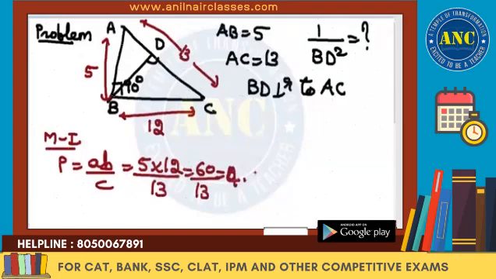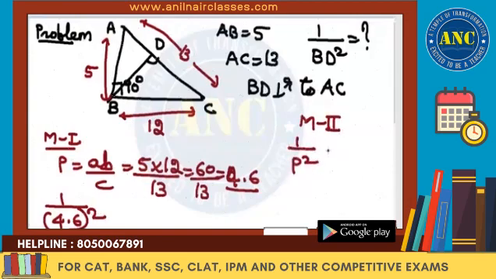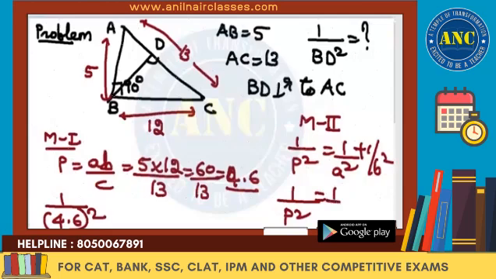13 4s are 52, 4.6. Answer is 1 by 4.6 whole square. Another way, in case you want the conclusion of method 1, what is 1 by P square? 1 by A square plus 1 by B square. So 1 by P square is 1 by 5 square plus 1 by 12 square. So from there you will also get 1 by P square is 13 square by 60 square. Same thing it will result.